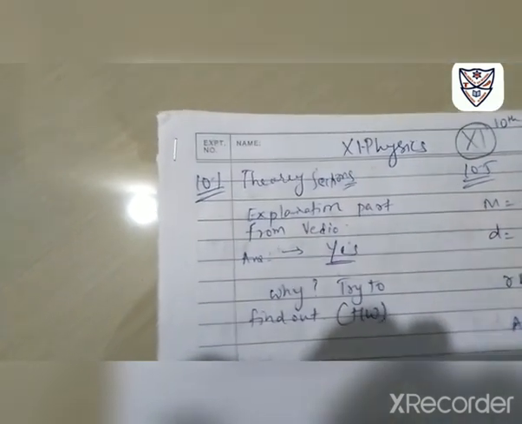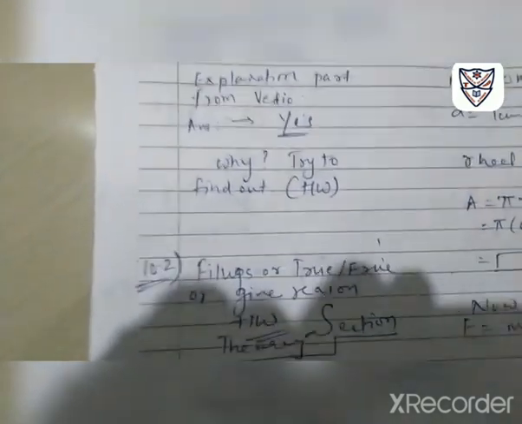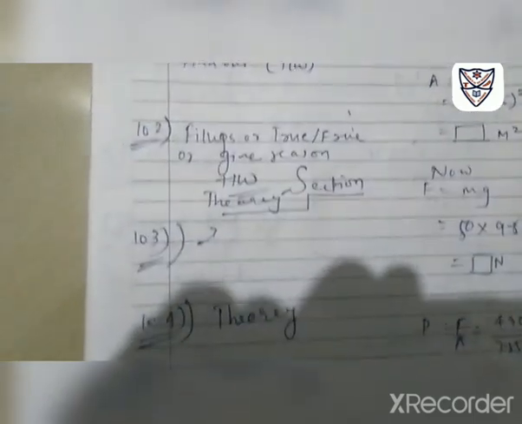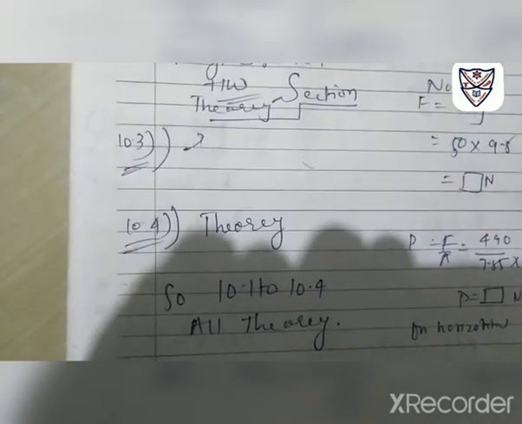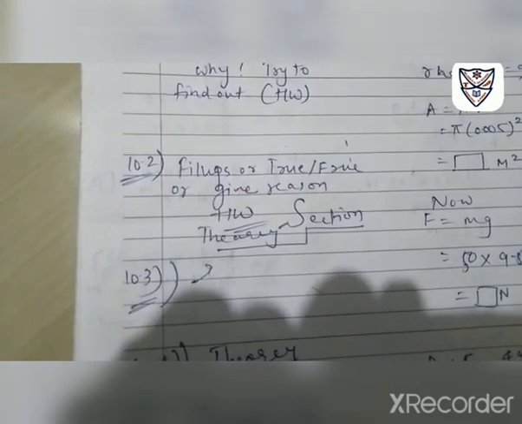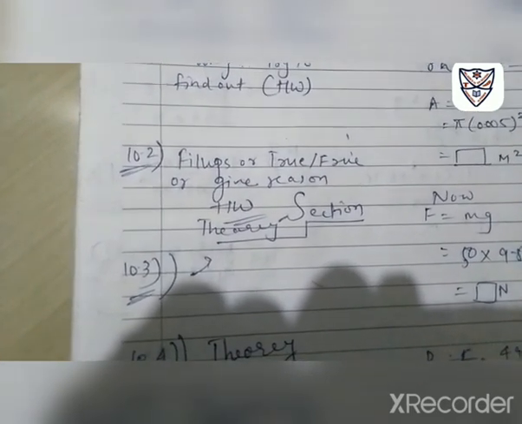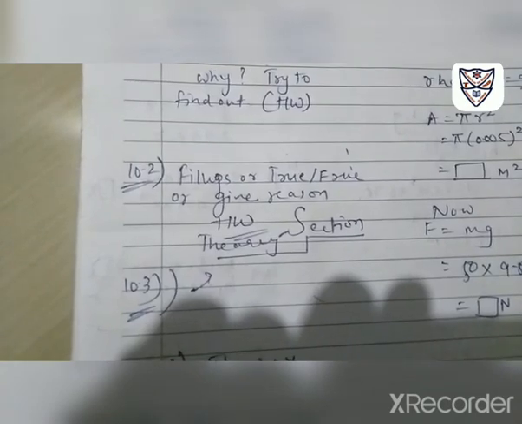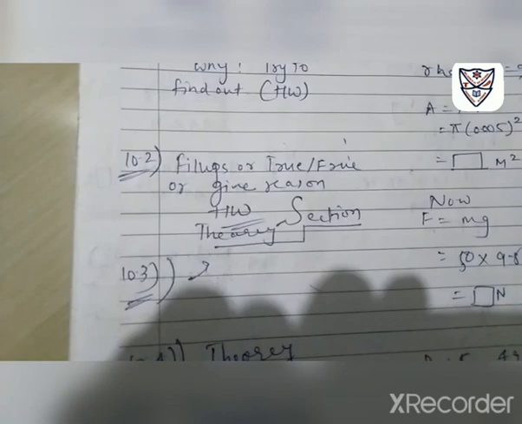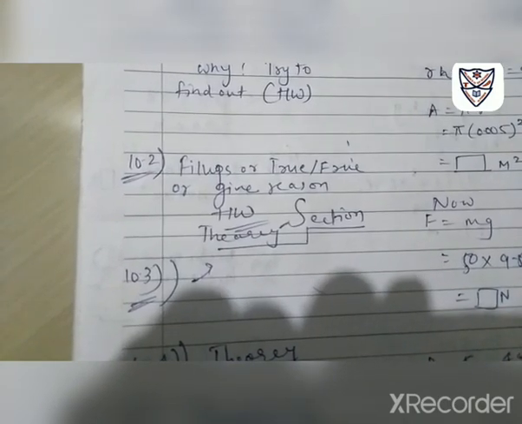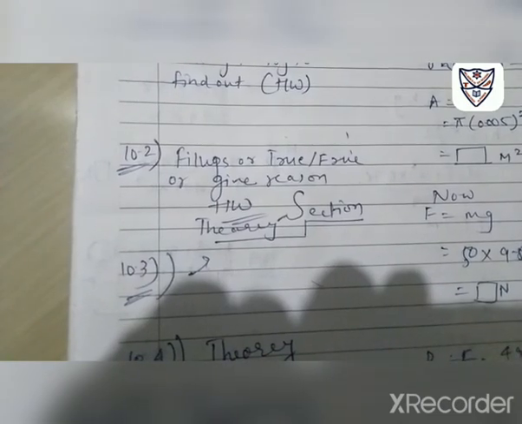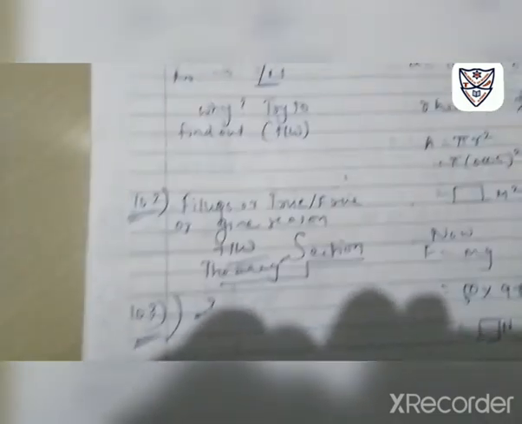Try it in homework. Now the next 5 sums or questions are all theory based questions, for example fill-ups, true or false, or give reason. So you have to try to find the answer from the theory video. Sure, if you are confused or not getting the answer, you can ask a question.